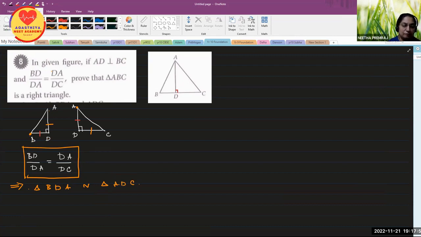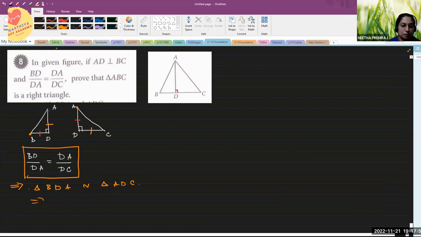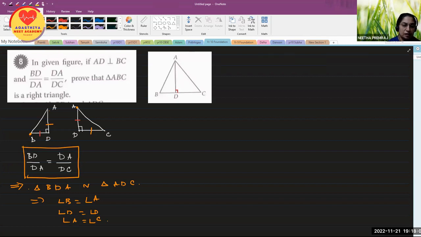So one thing is very clear. If two triangles are similar, the corresponding angles are equal, isn't it? So angle B is equal to angle A, angle D is equal to angle D, angle A is equal to angle C. Okay, so you come to this one. This angle is equal to this angle. I name it as 1. This angle is equal to, I name it as 2. One thing is very clear. This is 90 degrees. What about angle 1 plus angle 2?